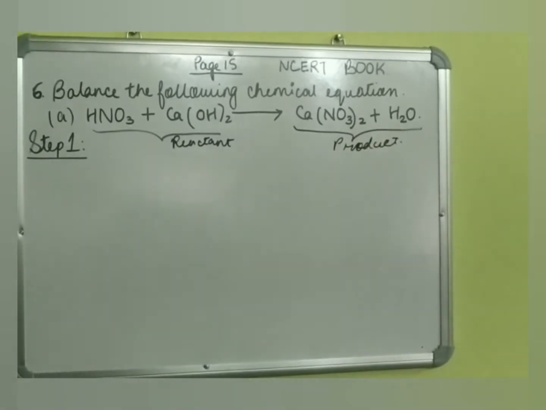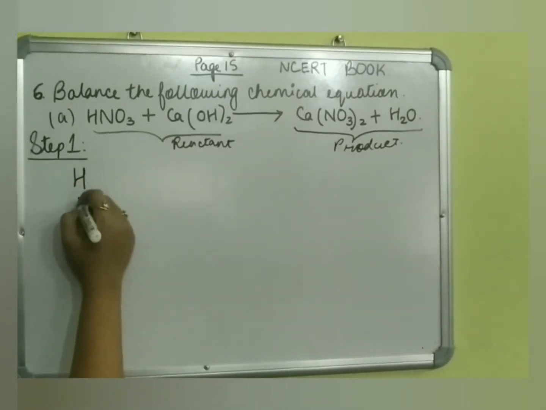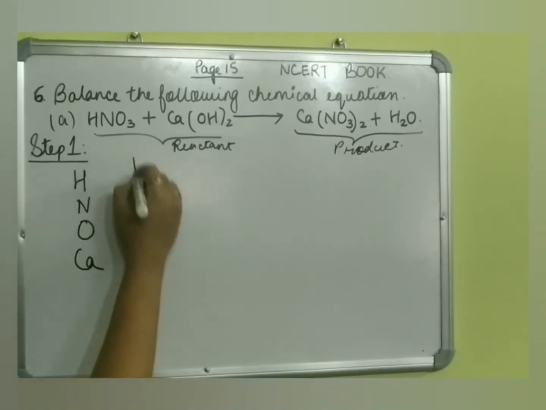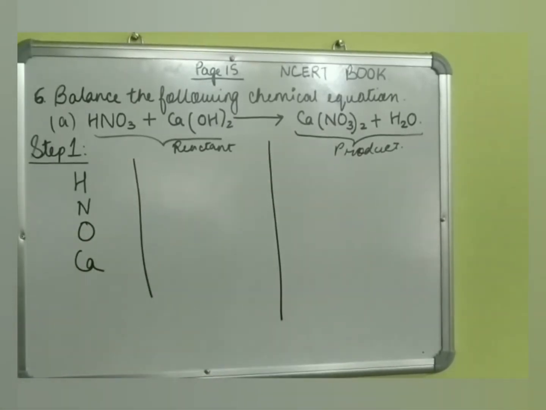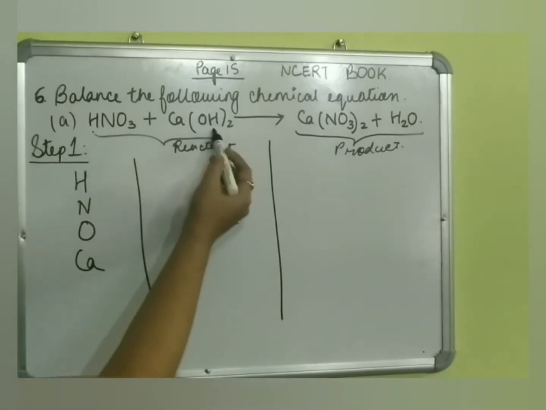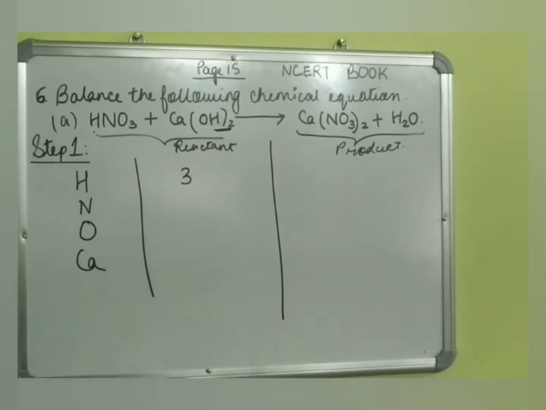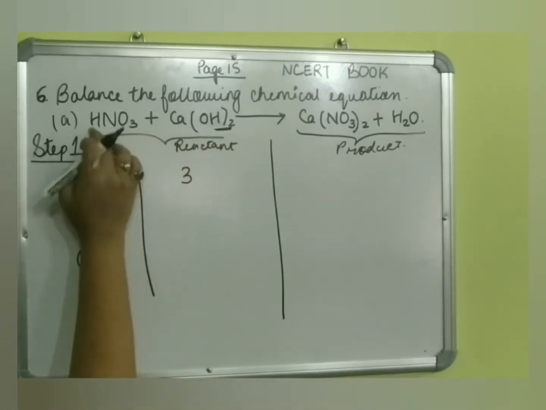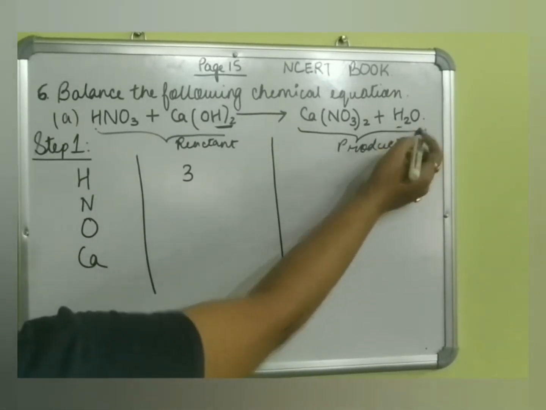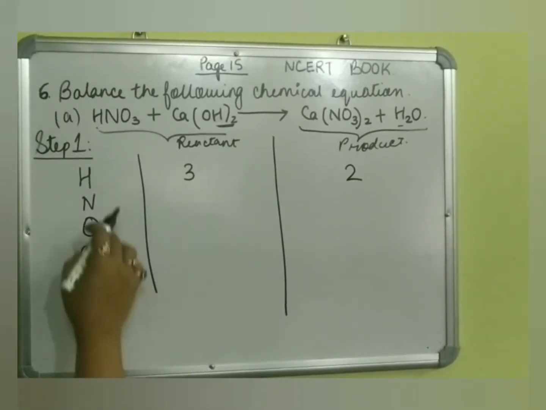Then I will write the number of hydrogen, H for hydrogen, N for nitrogen, O for oxygen, and Ca for calcium, and make two columns to write the reactant and product. Here in the reactant side I have one hydrogen plus H2, two hydrogen, so it will be 3 hydrogen. In the product side I have only two hydrogen, so here I'm writing 2. Next I have to count nitrogen.